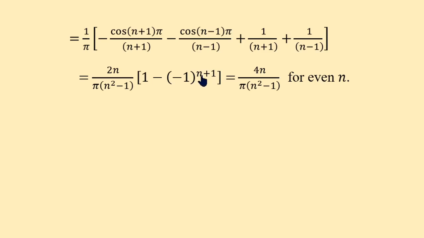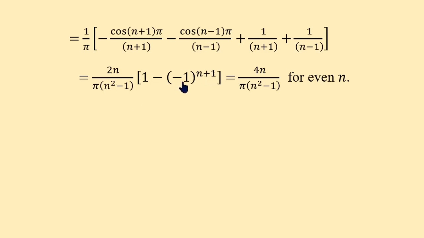See this. Here, if I write n plus 1 as n minus 1 plus 2, then minus 1 square is plus 1, therefore minus 1 power n plus 1 is nothing but minus 1 power n minus 1. Hence, it becomes a common term, take it outside, and the remaining term is 2n by n square minus 1 with minus sign. So it becomes 2n by pi into n square minus 1, into 1 minus minus 1 power n plus 1.